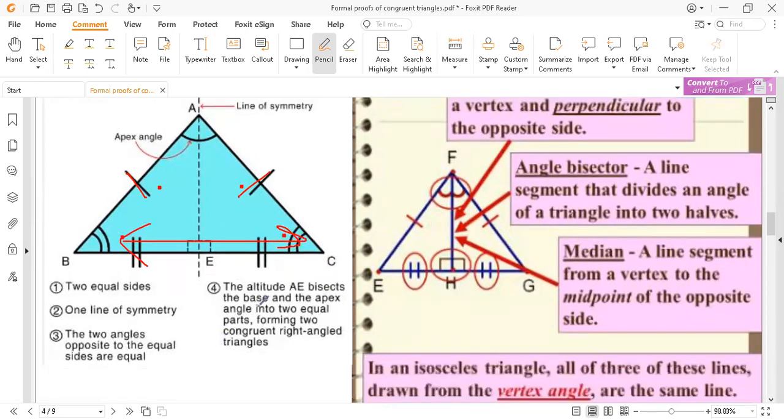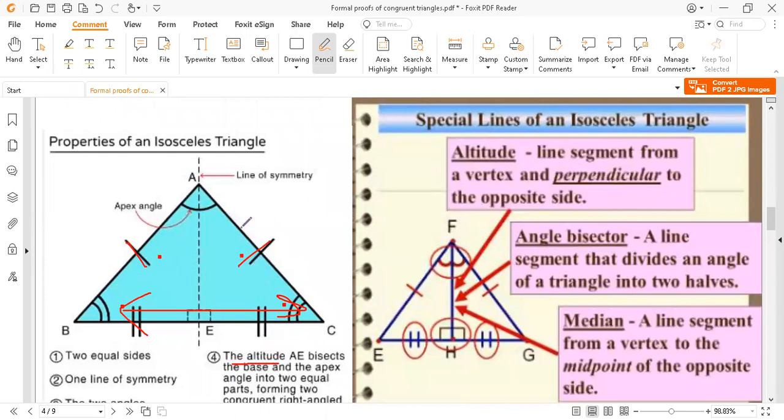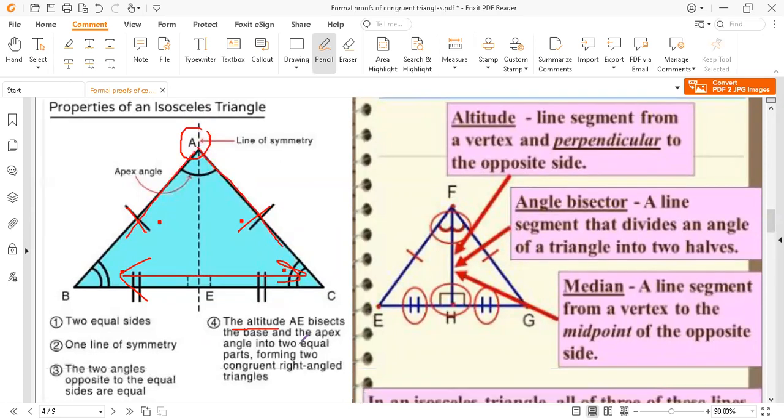And we should know the altitude. Normally, when we have an isosceles triangle, we say that we have a main vertex. The main vertex here is A, because from A we have the two equal sides. The altitude is the perpendicular issued from A to its opposite side.